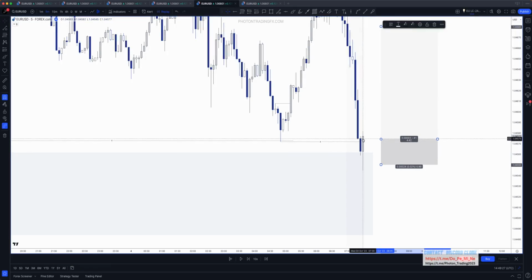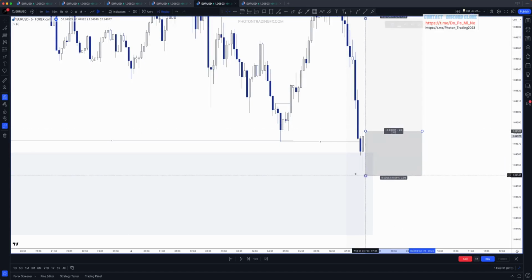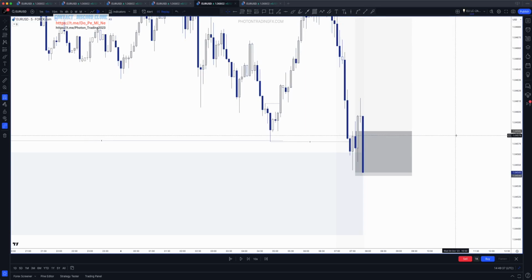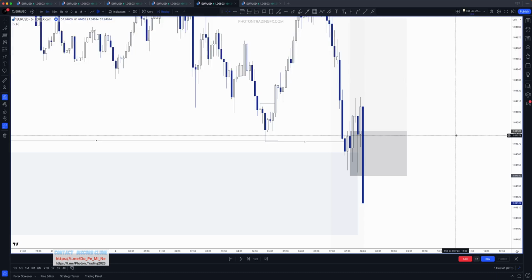Once this candle finishes printing, then we can put our buy stop above the high of that, and obviously our stop loss below. Then we get tagged into the trade. So now we do nothing. We just follow our management strategy. Price pushes up again, and then it comes down and stops us out.